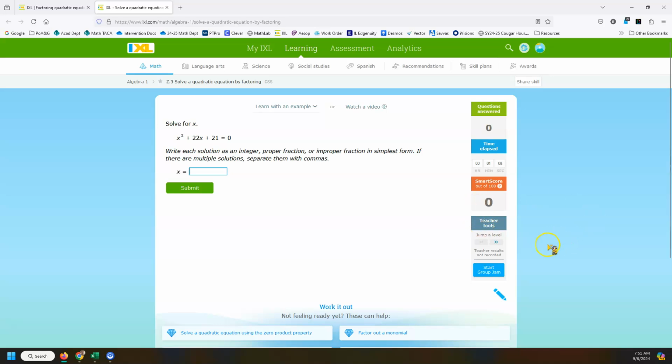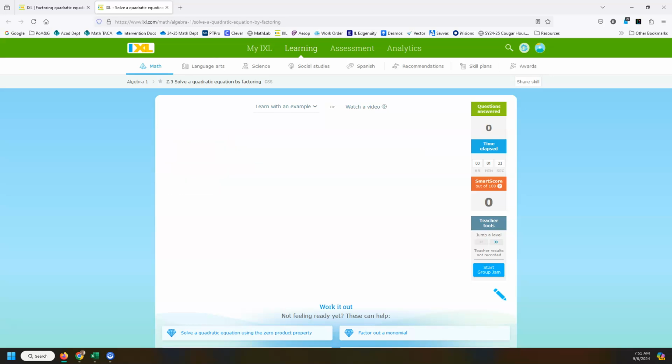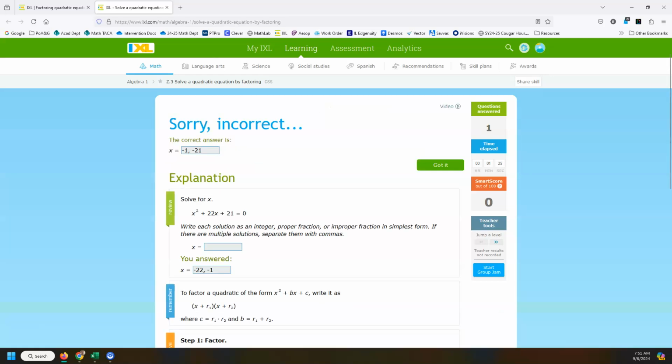All right. So how does this thing work? How does the practicing with skill work? So let's have this example. It's asking for the solution already. So this is negative 22 and negative 1. I got it wrong. As you can see, it will be explained here.